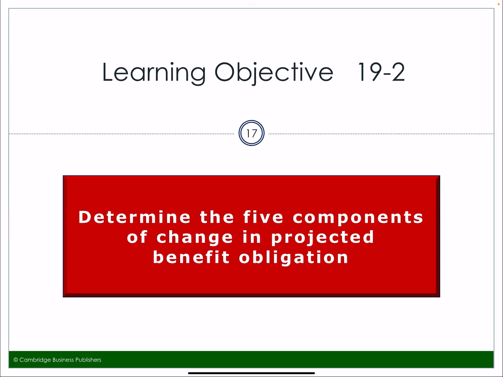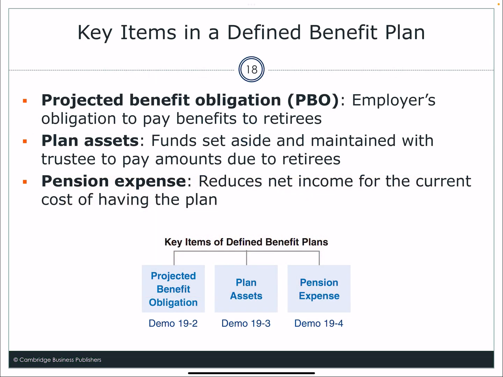Now we're going to talk about the 5 components that will actually change that PBO, or projected benefit obligation, year over year, right? Because every year, at the end of the year, we need to know how much that obligation is. So this is our obligation to pay our future benefits. Also, I want you to know that there's going to be plan assets as well, right? And we're going to have pension expense.